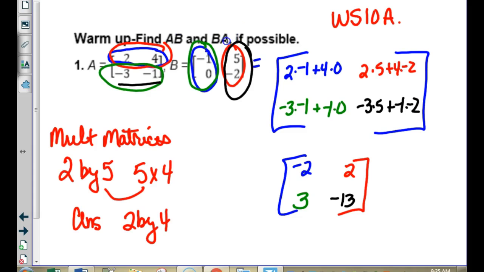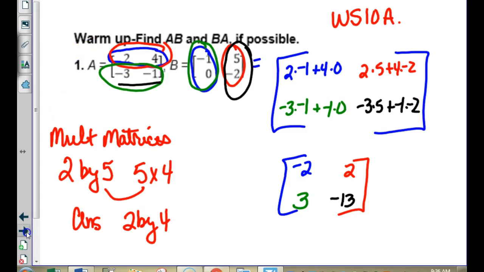This doesn't sound very fun to me. But do you understand that you would get a different answer because you're using the rows on this one now and the columns on this one, okay? We could do it in our calculator. Do you remember how to do it in your calculator? Enter this in A and this in B, and then on the home screen just say B times A. Be careful what it asks for.